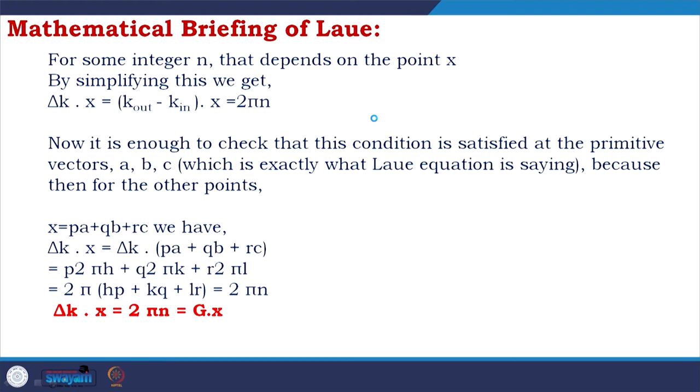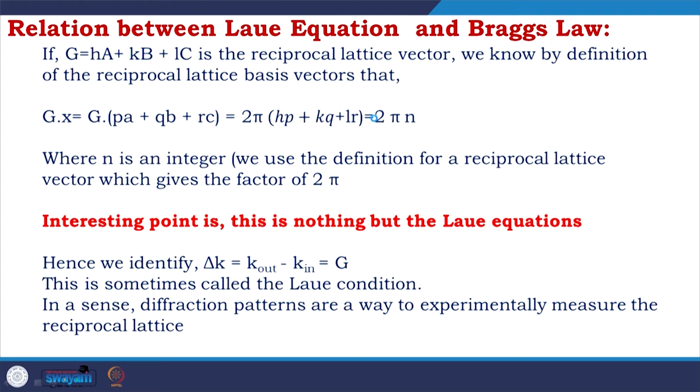So, now if you see delta k dot x equals 2 pi n, which is equal to g dot x, where n is the integer h p plus k q plus l r. So, now you understand that the interesting point is this is nothing but the Laue equation. Hence, we identify del k equals k out minus k in, which we know equals g.